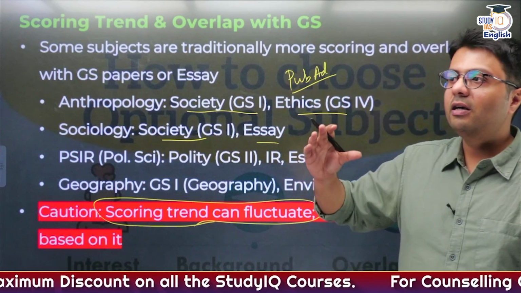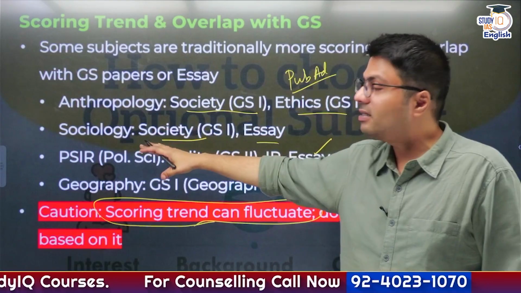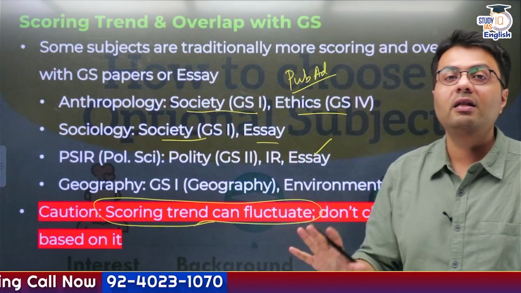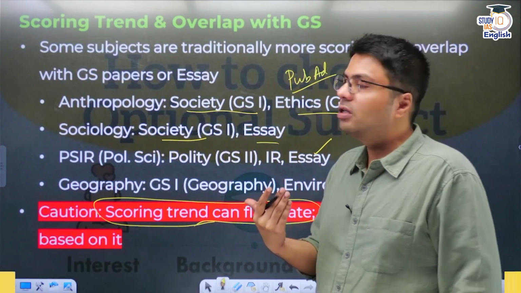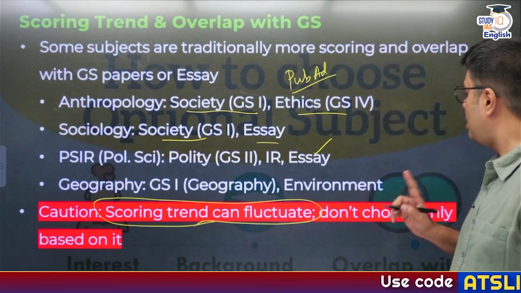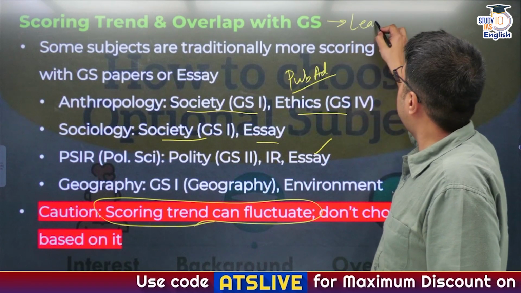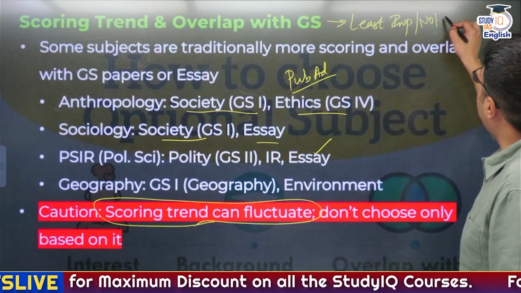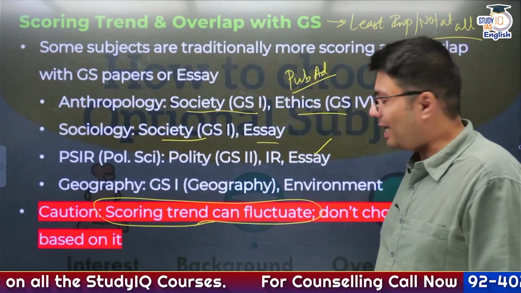So you can't say that some bhaiya you have known, who must have qualified this exam using PSIR or geography as an optional 5 years back, that you have to take the same subject now. So you have to realize it is not the scoring trend or overlap that should make you decide your optional subject. So this is one of the least, or not at all, important criteria when you have to consider your optional subject. Okay, so please keep that in mind.